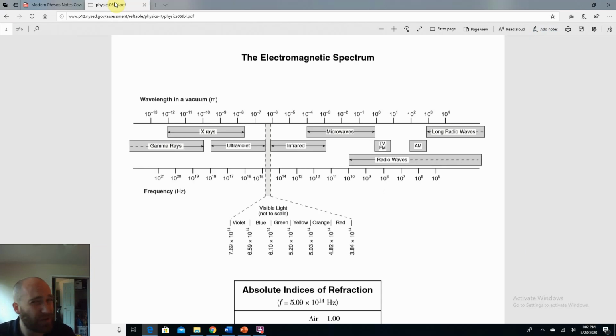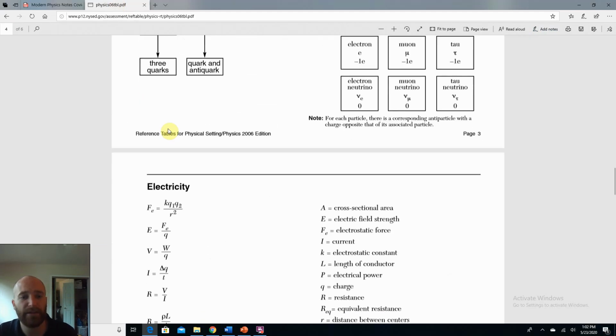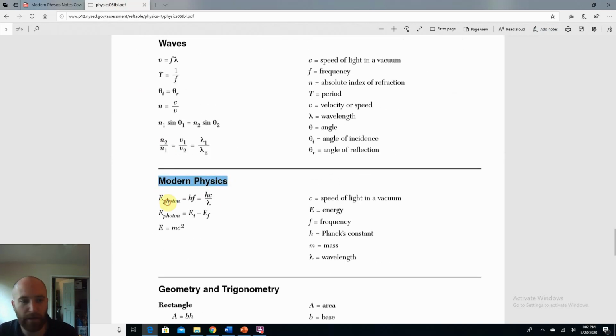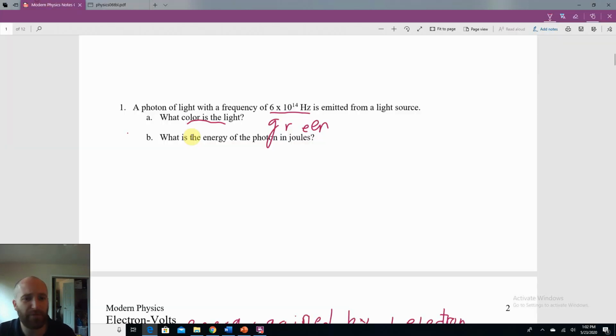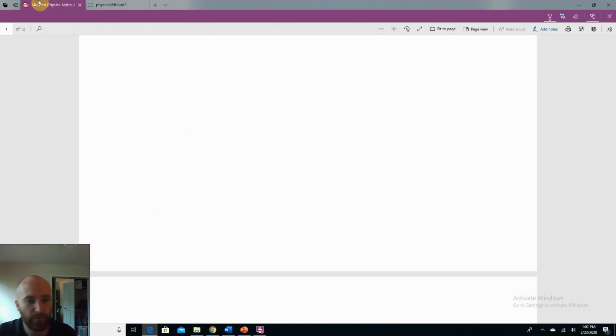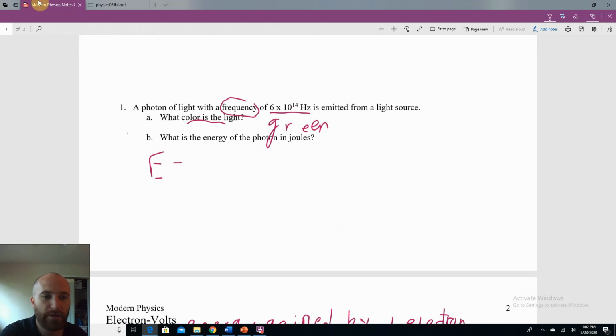We did learn an equation for that in the electromagnetic waves unit. If you forgot it, it's actually not in the wave section of your reference tables, it's in the modern physics section. It's this E photon equation, and there's two different versions. We've got hf and hc over lambda. I think the piece of information we have is the frequency. So let's use the one that's hf. E equals hf.